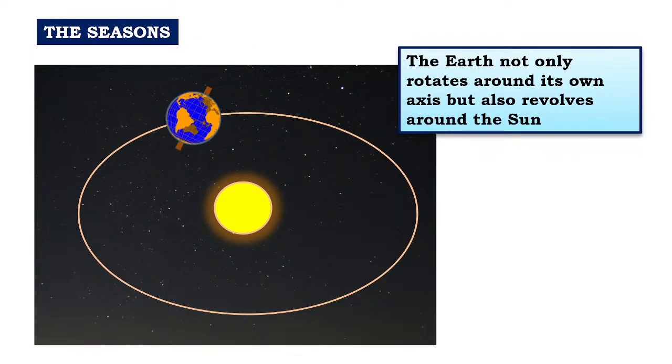Okay, the first thing here, seasons. The earth not only rotates around its own axis but revolves around the sun. So can you see the earth is rotating around its own axis? At the same time it is revolving around the sun. The idea is clear? So how much time does it take for the rotation? 24 hours. How much time does it take for the revolution? 365 days.